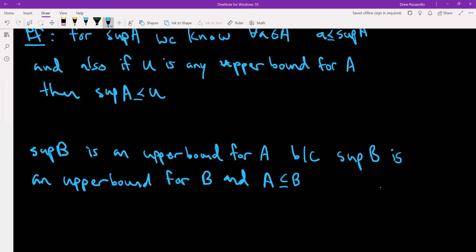All right, so for the supremum of A, we know for all a in A, a is less than or equal to the supremum of A. That just means the supremum is an upper bound for A. And then we also know that if U is any upper bound for A, so it might be the supremum of A or any other upper bound, then the supremum of A is less than or equal to U. Supremum of B, sup B, is an upper bound for A, because the supremum of B is an upper bound for B and A is entirely contained in B.